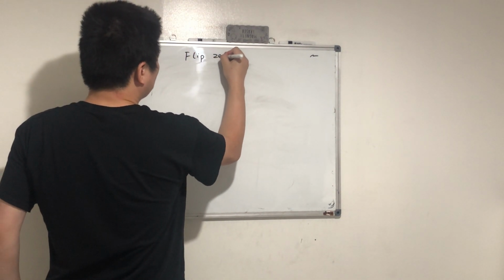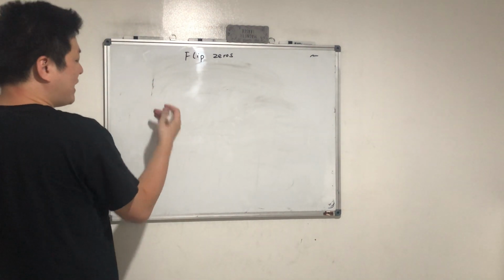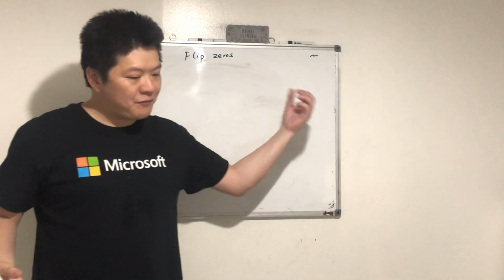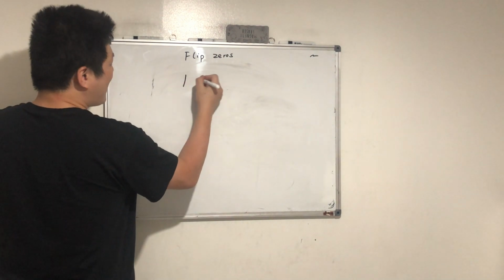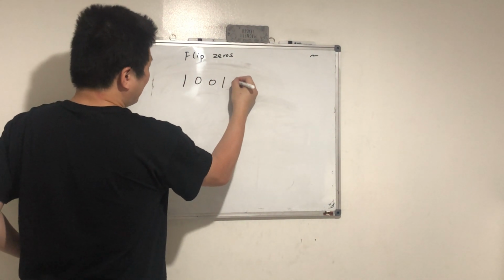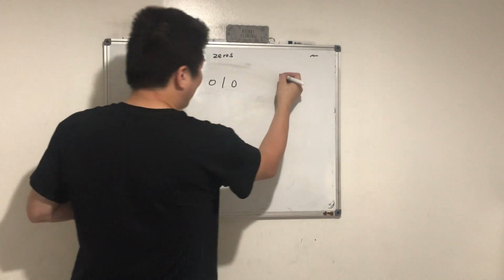Okay, so today we talk about flip zeros. What does it mean? So we're given a string, a list of only 0s and 1s. So 1, 0, 0, 1, 0. Okay? So it only contains zeros and 1s.